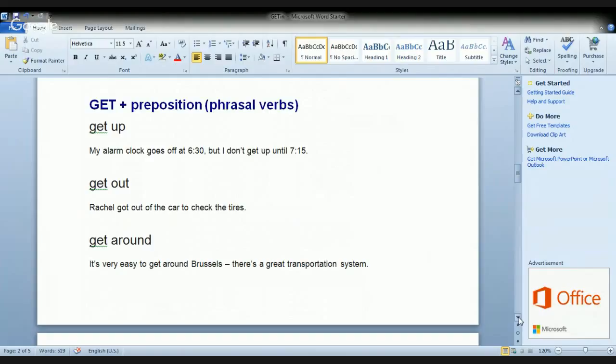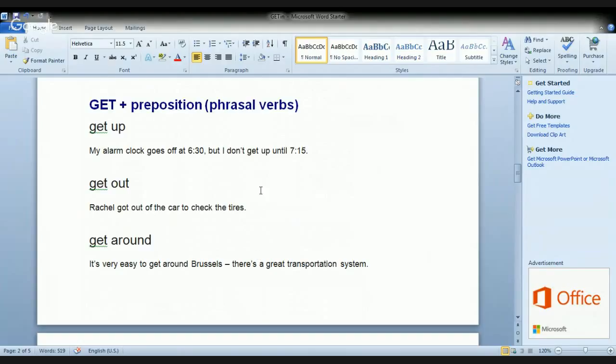Okay, so our next part is about phrasal verbs. So we all love phrasal verbs. So the first one is get up. My alarm clock goes off at 6:30, but I don't get up until 7:15. Okay, so get up, this is you physically in the morning getting out of bed.